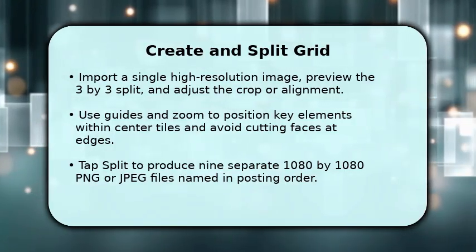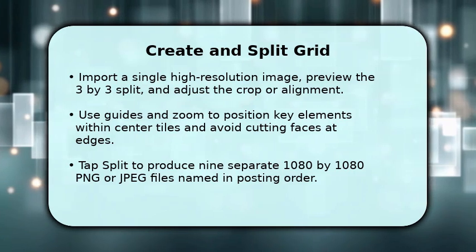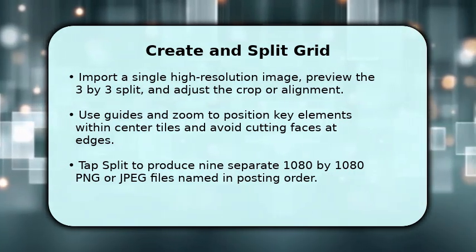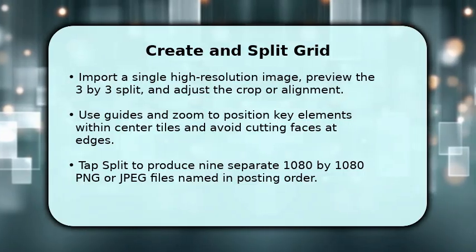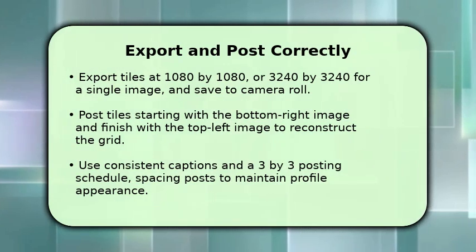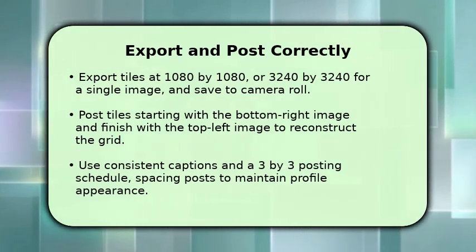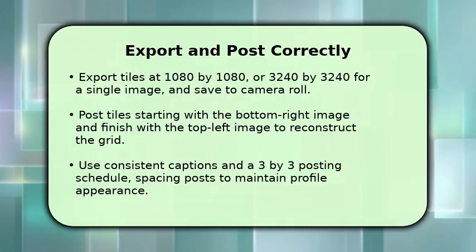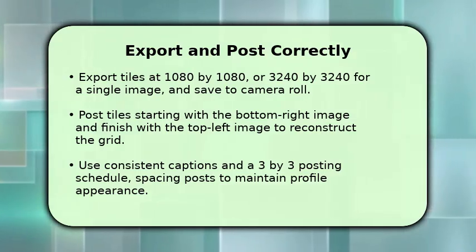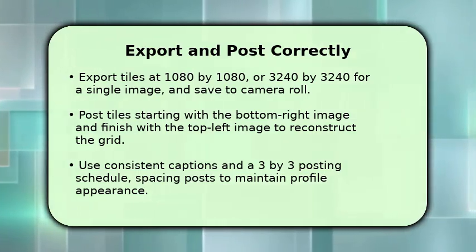When satisfied, tap Split to produce 9 separate 1080 by 1080 PNG or JPEG files, named in posting order for easy uploading. Export the tiles at 1080 by 1080 pixels each and save them to your camera roll. The original combined file is 3240 by 3240 pixels for a 3x3 grid.